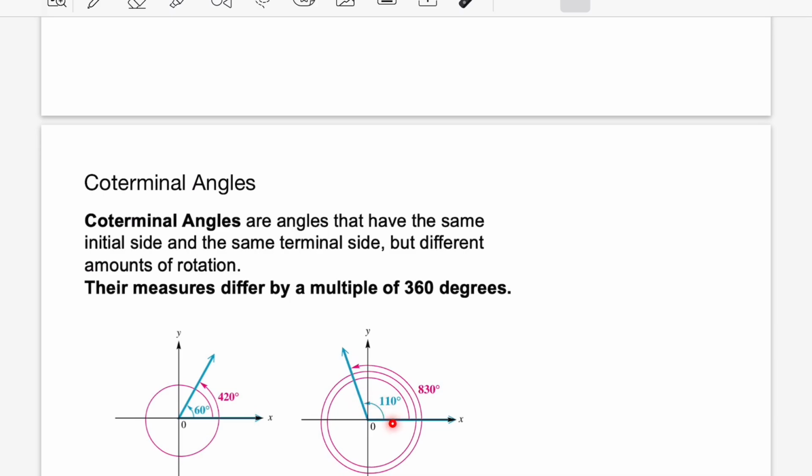So this angle right here is about 110 degrees, just going from this initial side to this terminal side here. If we were to do the same thing, but add 2 extra degrees of rotation, we would get 830 degrees. Okay, so 60 degrees and 420 are coterminal angles, and 110 and 830 are coterminal angles because their measures just differ by a multiple of 360 degrees.